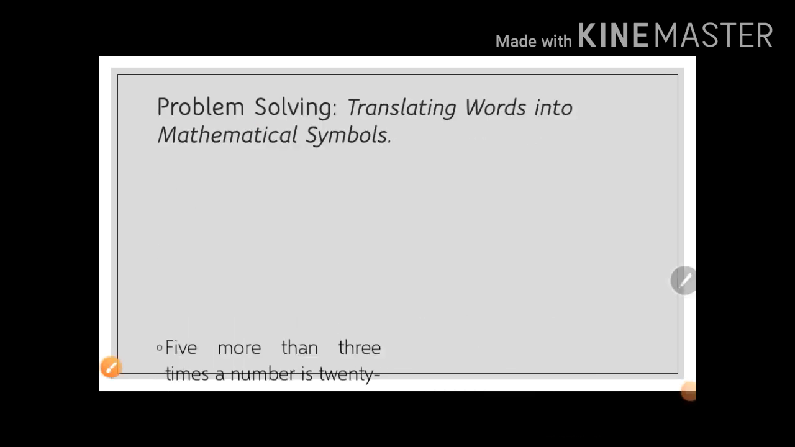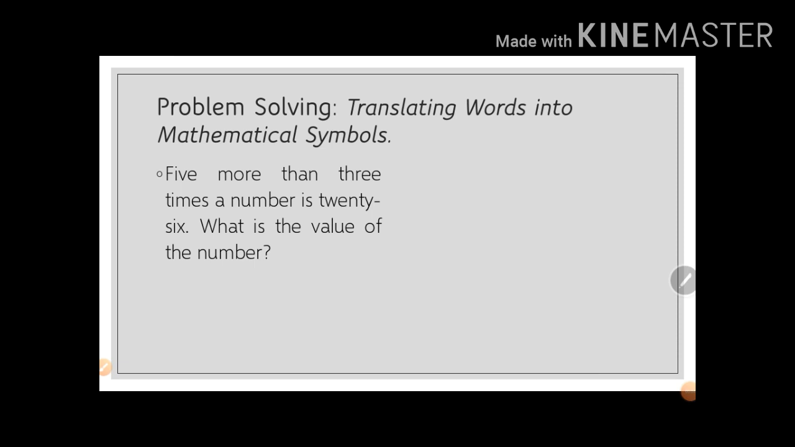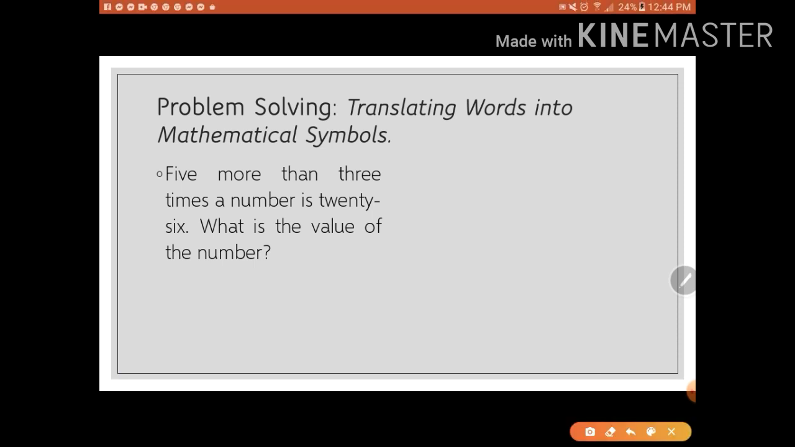Okay, we have translated words into mathematical symbols. Let's try to use that in problem solving. Example number 1: 5 more than 3 times a number is 26. What is the value of the number? The first thing you have to do is translate this sentence or phrase into symbols. Okay, it says here it's 5 more than 3 times a number. So let's try to translate that into symbols.